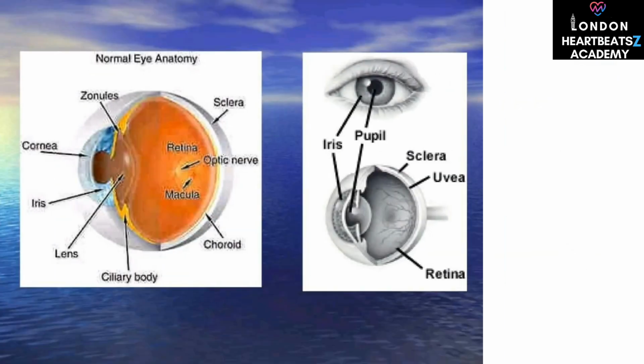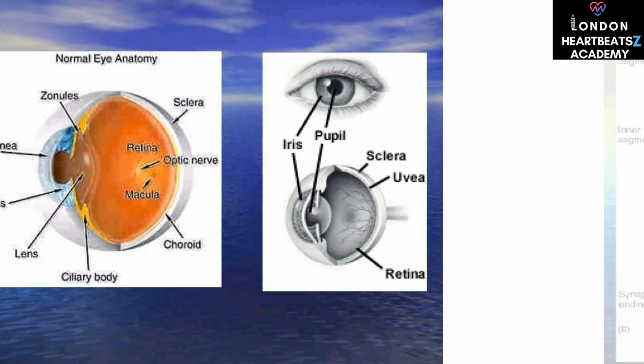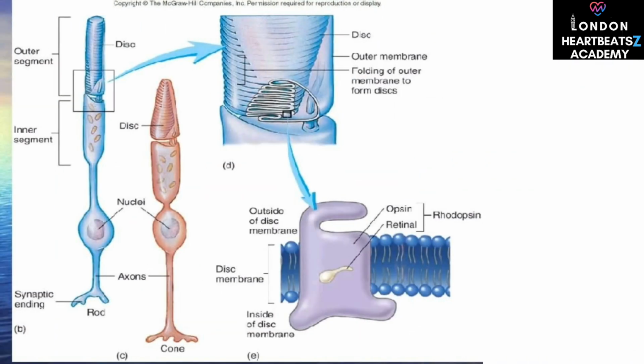These diagrams illustrate the normal anatomy of the eye, showing key structures like the cornea, iris, lens, retina, optic nerve, and uvea. Rods and cones are the receptor cells. Rods are crucial for vision in dim light, while cones are responsible for color vision. Both contain light-sensitive pigments, like rhodopsin.